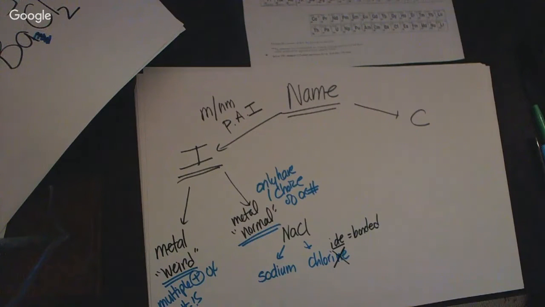Now, sodium and chlorine would be the atoms, and that would be like Mr. Sodium and Miss Chlorine. They are not married, but sodium chloride means bonded together.